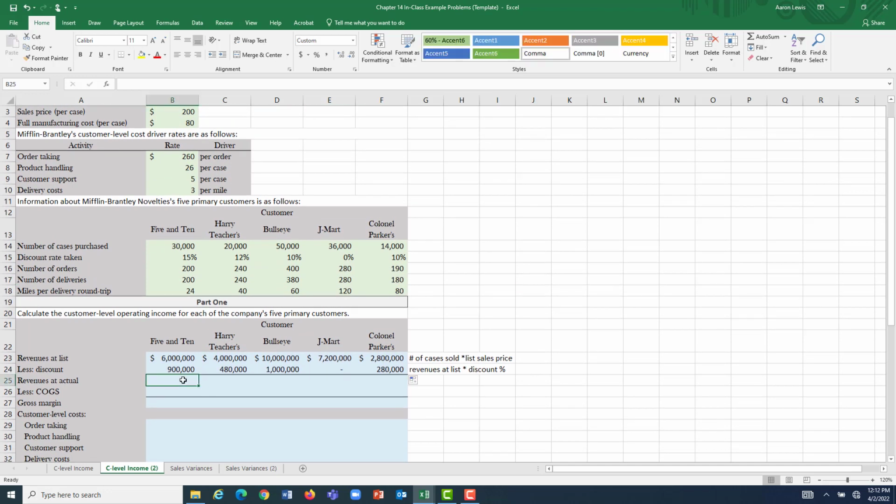So what were our actual revenues? Our actual revenues are just revenues at list minus the discount. We gave 5 and 10 $900,000 off of what could have been $6 million in sales revenue, which means the actual amount of sales revenue that we generated was only $5.1 million. We gave Harry Teachers $480,000 off of what could have been $4 million in sales revenue. So our actual revenues generated were $3,520,000. And again, I want both of these inputs to change so I can just fill handle without making anything absolute.